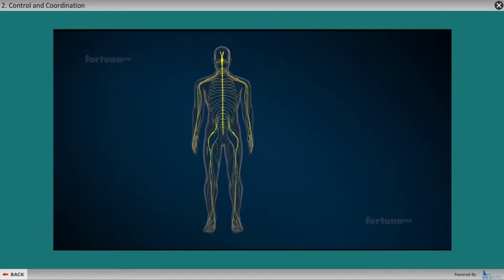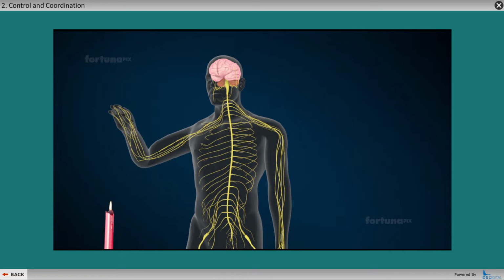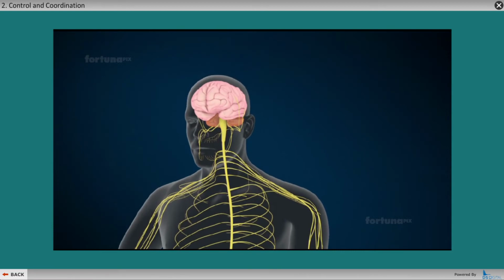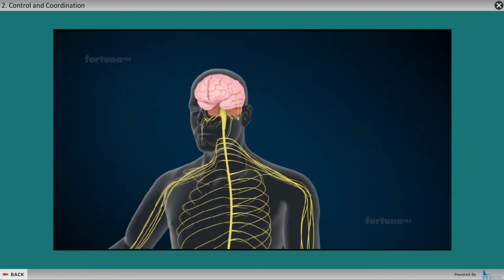To see a simple reflex action, when a burning candle is brought near, the hand instantly moves away from the flame. Such quick responses generally do not come from the brain. Instead, they arise from the spinal cord.